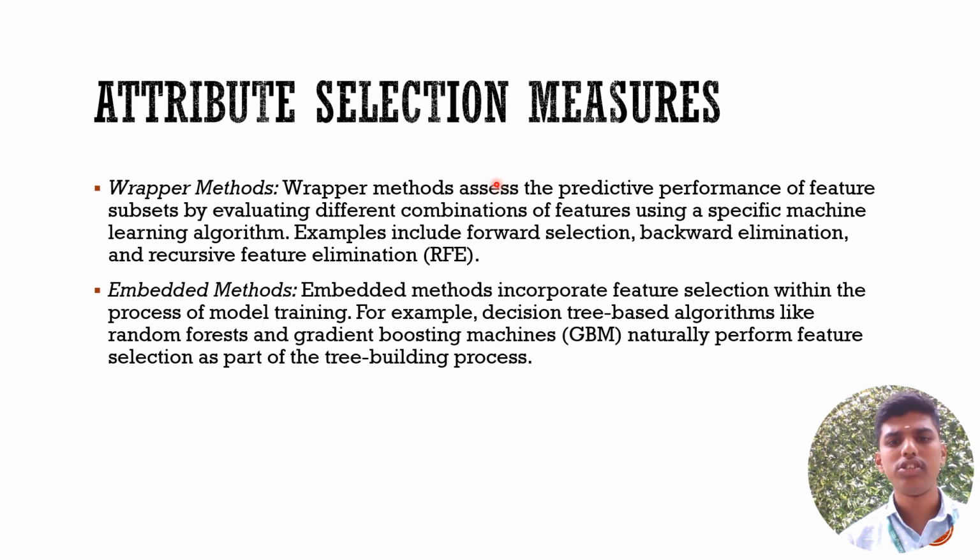Next, attribute selection measures. So what are the attribute selection measures? First is wrapper methods. Wrapper methods assess the predictive performance of feature subsets by evaluating different combinations of features using a specific machine learning algorithm. For example, forward selection, backward elimination, and recursive feature elimination. Next, embedded methods. Embedded methods incorporate feature selection within the process of model training. For example, decision tree based algorithms like random forest and gradient boosting machines naturally perform feature selection as a part of the tree building process.